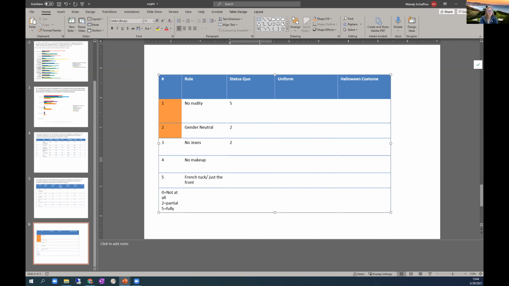Anybody wearing makeup? Yeah. Okay, so we have one person. So it does partially. And what about the French tuck, or just the front? Nobody? We need at least one person or we're not at all meeting it. I'm doing a French tuck. Okay, there we go. We have a partial. Good job, guys. So do you see that right now this is 5, 6, 7, 8, 9, 10. So this is one person in your committee, right?